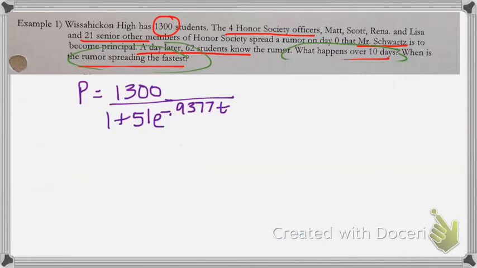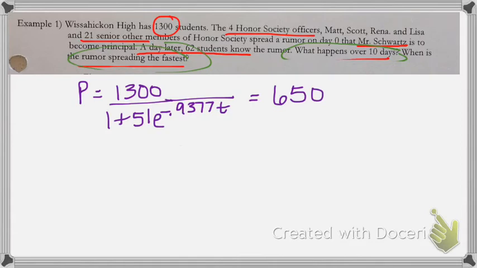So here's the equation, and when I find out when the rumor is spreading the fastest, I know that it spreads the fastest when half of the people know the rumor. So I set it equal to 650 because half of 1300 is 650. So if it just said how many people know it when it's the fastest, it's 650, but that will tell us the time when it's spreading the fastest.